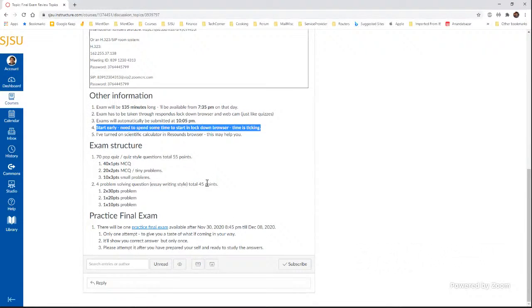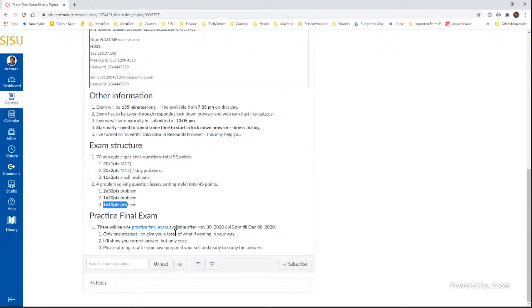Exam structure: the quiz style question section is 110 points and your essay problem section is 90 points. The 110 points consist of 40 one-pointers, 22 two-pointers, and 10 three-pointers. The 4 problem solving questions are about 30 points for 2 problems, 1 problem of 20 points, and 1 problem of 10 points.